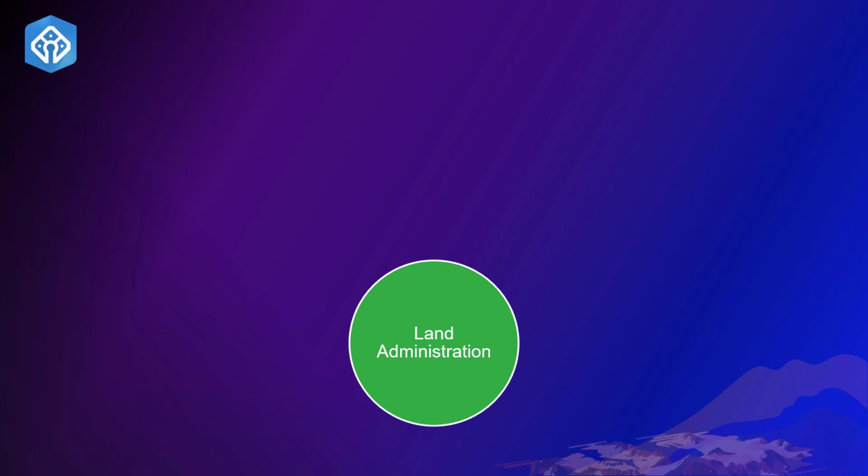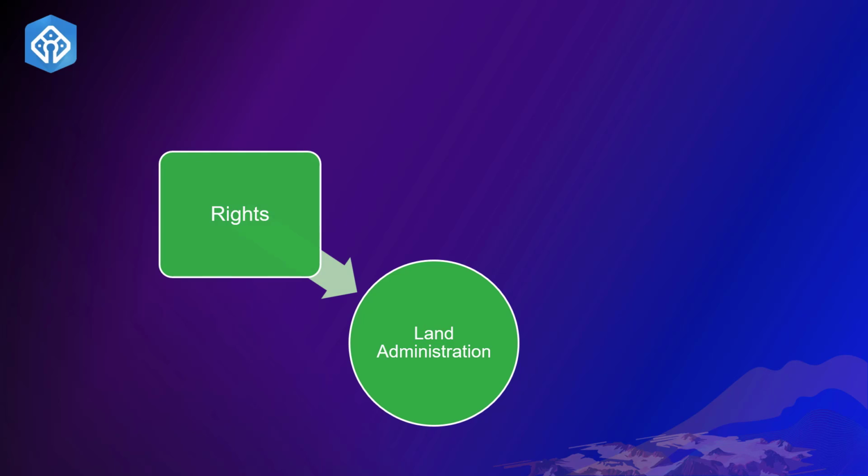When we speak about land administration, we are really talking about the 3 R's. The first R is rights. Who has the surface rights? Or who has the mineral rights? Or maybe who has the air rights for a particular piece of land?